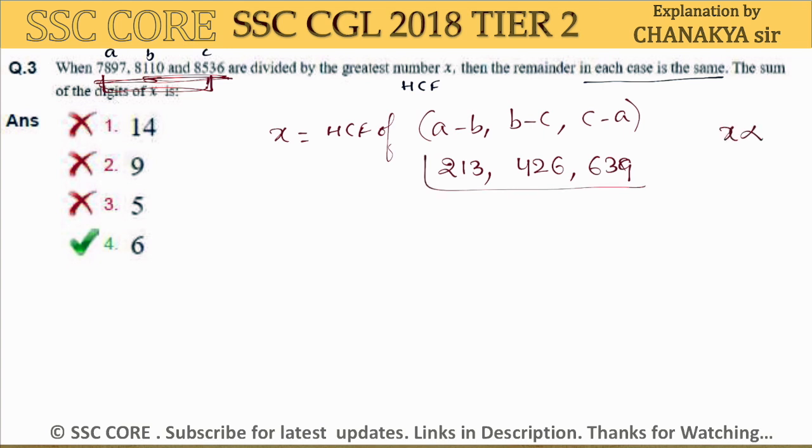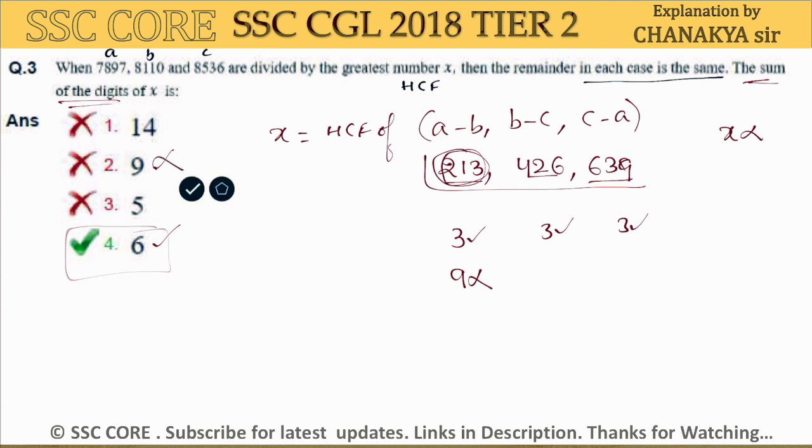Requirement is the sum of digits of x. So for that, use divisibility rules. You see, 3 is a common factor in all of them. 426 is divisible by 3, 639 is divisible by 3, 213 is divisible by 3. So the sum of digits must be a multiple of 3. Either 9 or 6 are the answers. And if you see the first number, 213, it is not divisible by 9. So 9 cannot be the sum of digits.